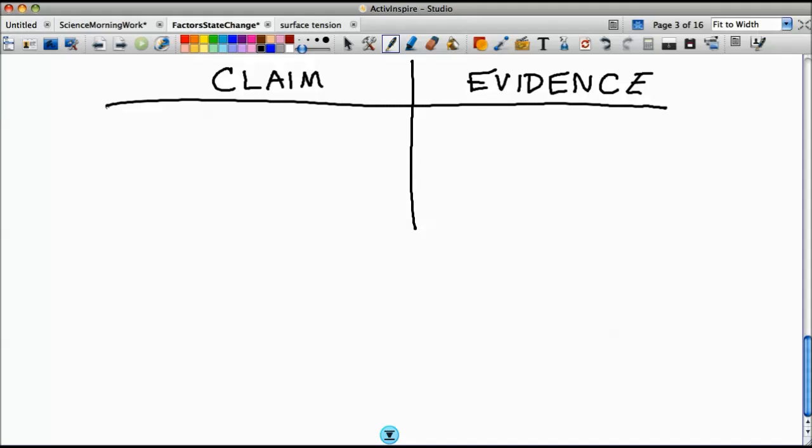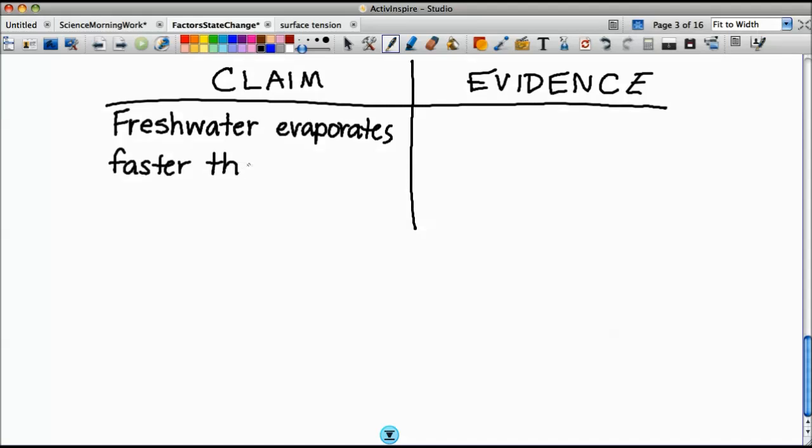So is it fair to claim that fresh water evaporates faster than salt water? Is that accurate? Yes. Yes, let's write that down. Fresh water evaporates faster than salt water.